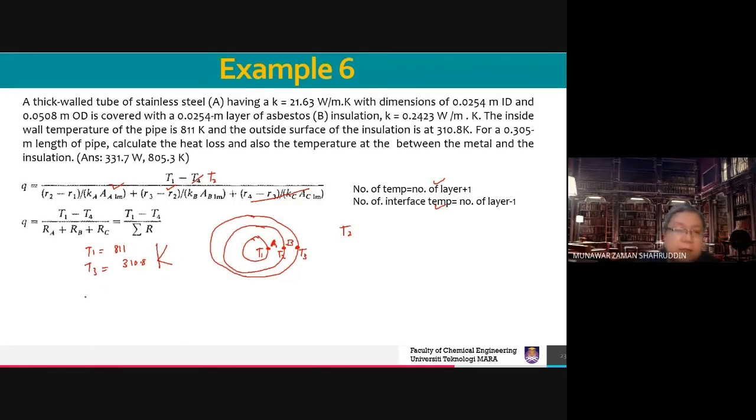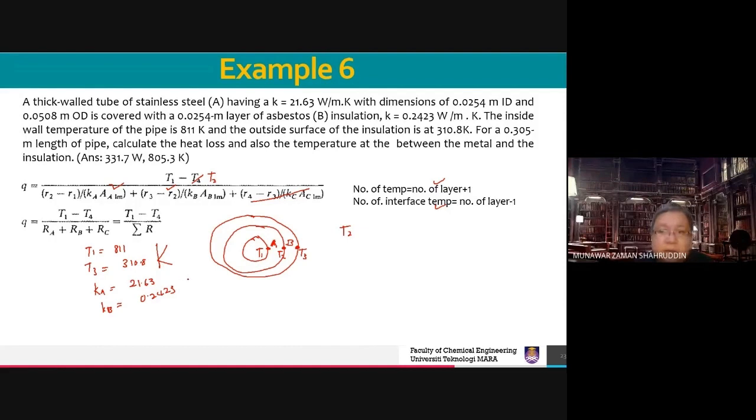So they provide you with K untuk A and B. KA is 29.63, KB is 0.2423. It's quite logical because B is insulator, so the value of K is rather lower compared to KA because A is stainless steel, so the conductivity is a bit high.